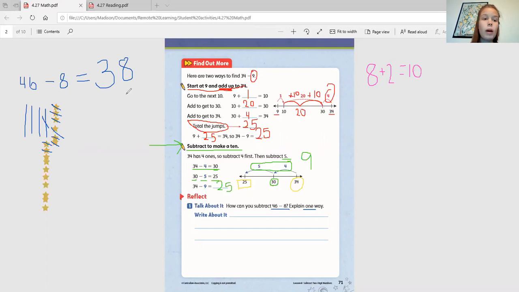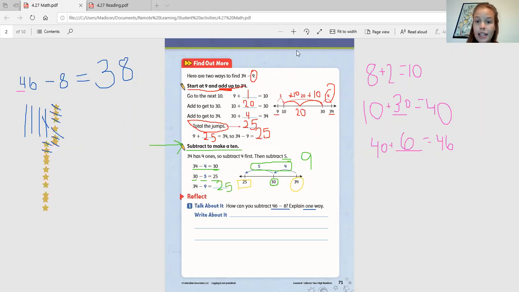Now I'm going all the way up to the 40s. So that's what I'm going to have: 10 plus blank equals 40. Now I'm going to count. I'm going to go 10, 20, 30. So 3 sets of 10, which is going to be 30. And now I have 40 plus blank equals 46. And that's easy because that's just going to be 6.